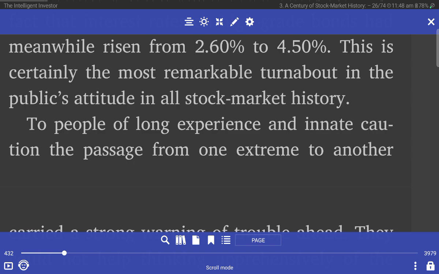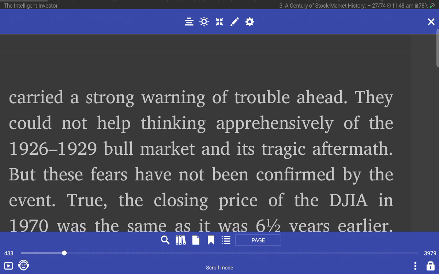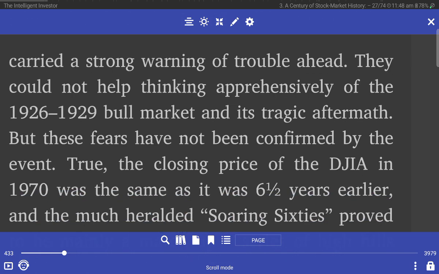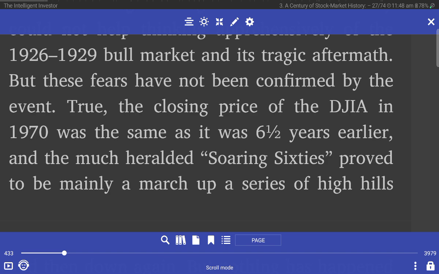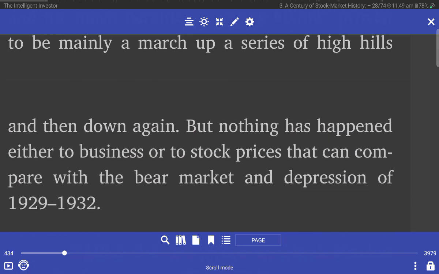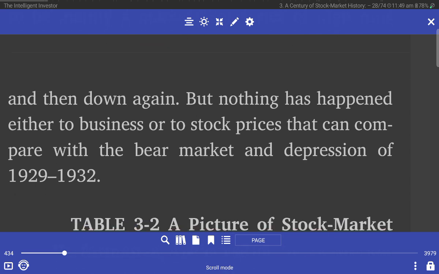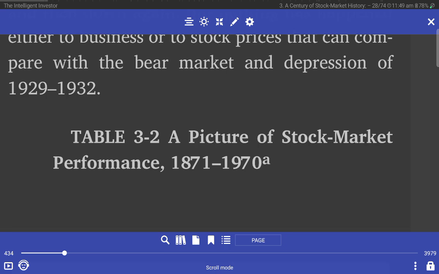People of long experience and inborn caution saw in the passage from one nature to another a strong warning of trouble ahead. They could not help thinking of the 1926 to 1929 bull market and its tragic aftermath. But these fears have not been confirmed by events. True, the closing price of the DJI in 1970 was the same as it was 6.5 years earlier. Much of the period showed a series of high hills and then down again, but nothing happened either to business or to stock prices that can compare with the bear market and depression of 1929 to 1932.